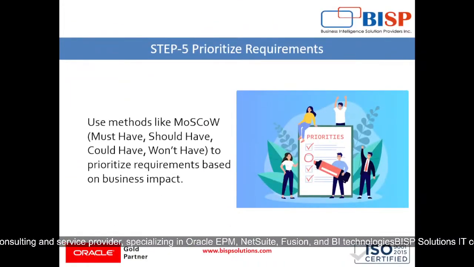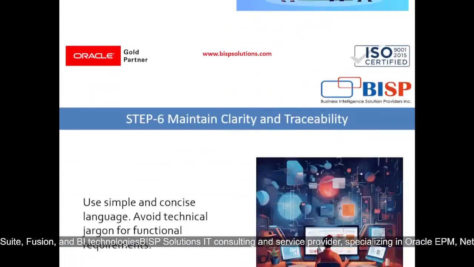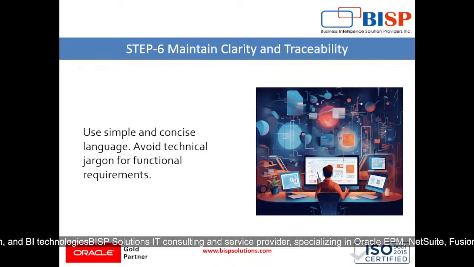Then comes step 5, prioritizing requirements, where we will be using methods like MoSCoW, which means must have, should have, could have, won't have, to prioritize requirements based on business impact. And we will be maintaining clarity and traceability with stakeholders, using simple and concise language with them and avoiding technical jargon for functional requirements, so that they get clarity about what we are doing. And we are creating a traceability matrix to map each requirement to its corresponding deliverable.